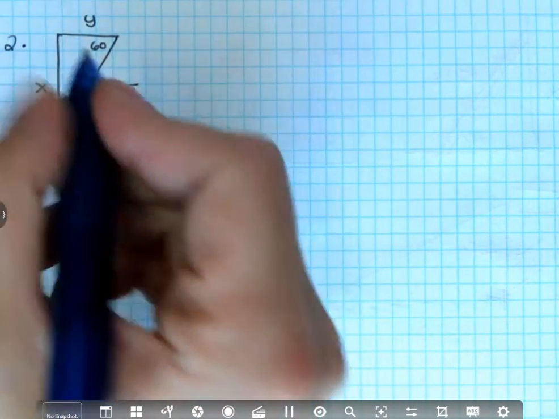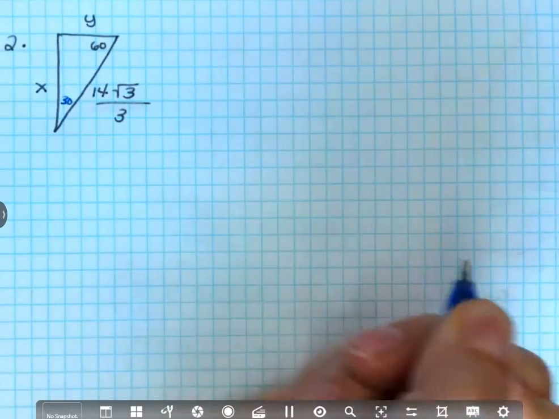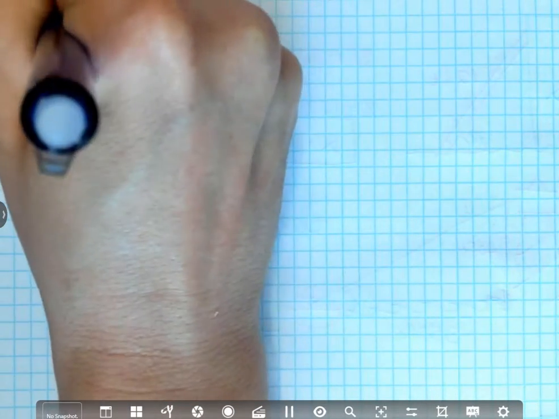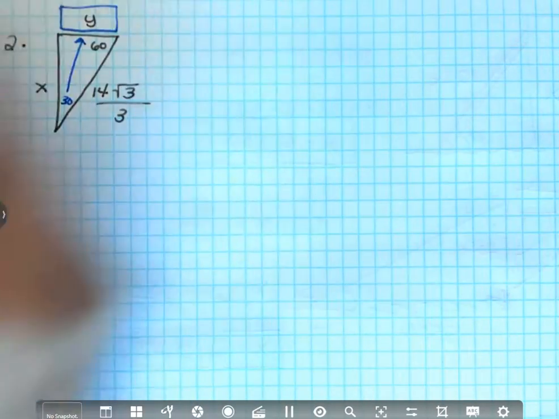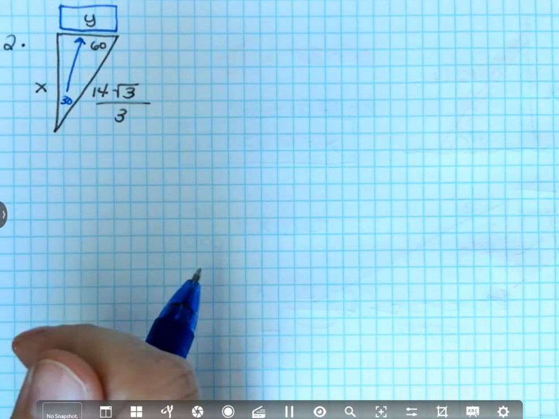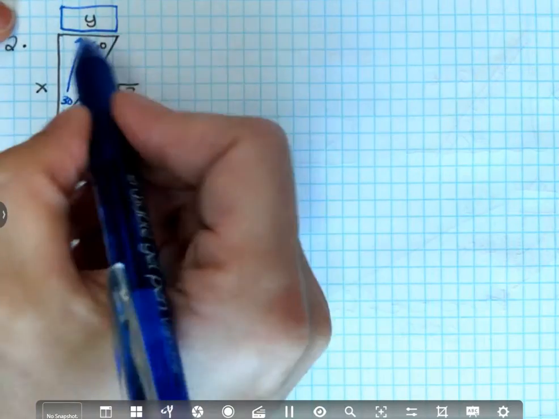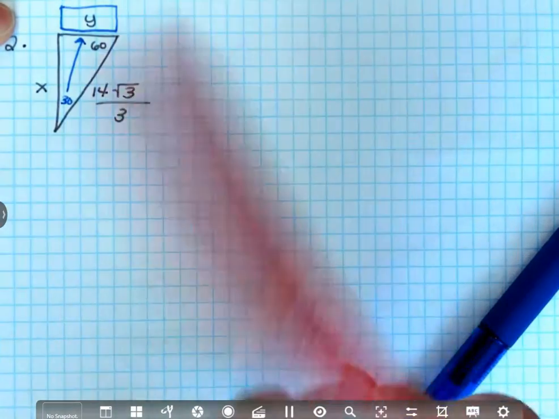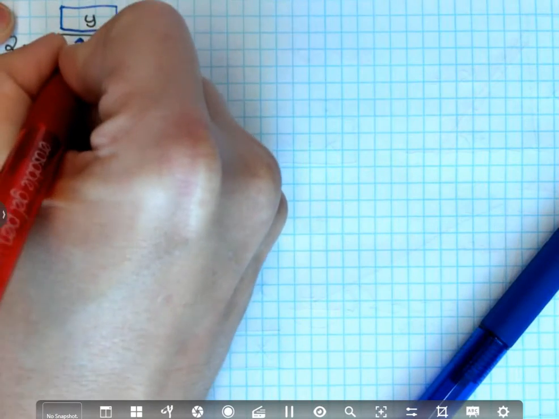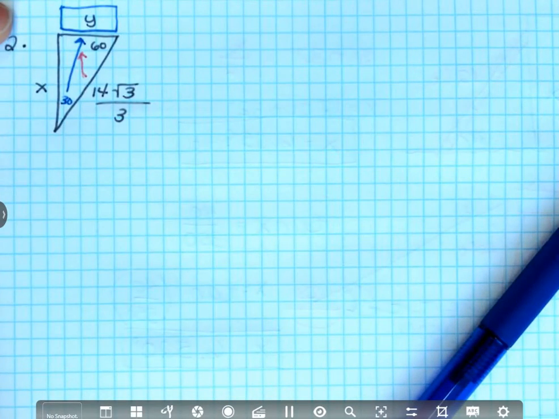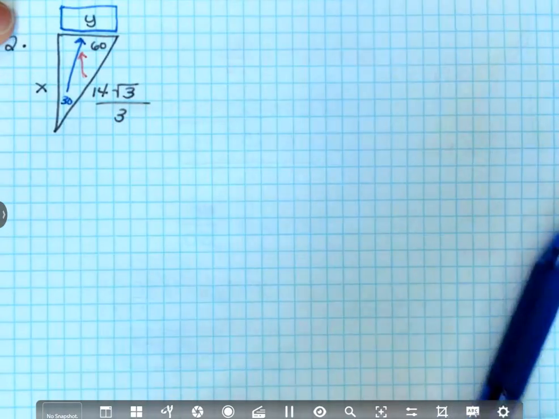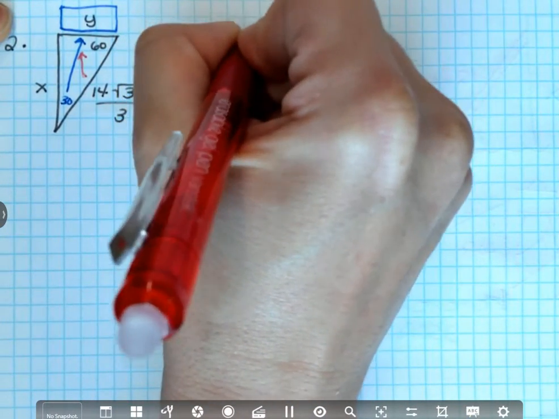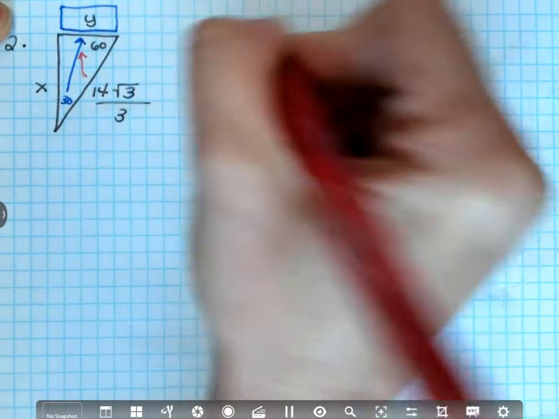So when I have a 30, 60, 90, make sure you know which one is your 30-degree angle, because opposite that is your short side. Do not go based off of the size of the triangles. You can't assume that they're drawn to scale. So this is my shortest side. How do I move from the hypotenuse to that short side? One more time. Divide by 2. But it feels a little weird to do that. So I'm going to take 14 root 3 over 3.